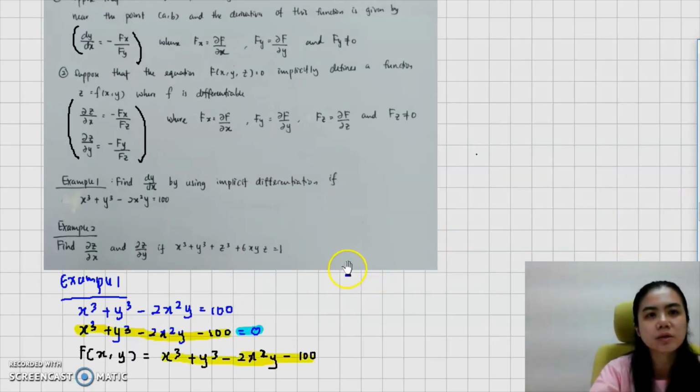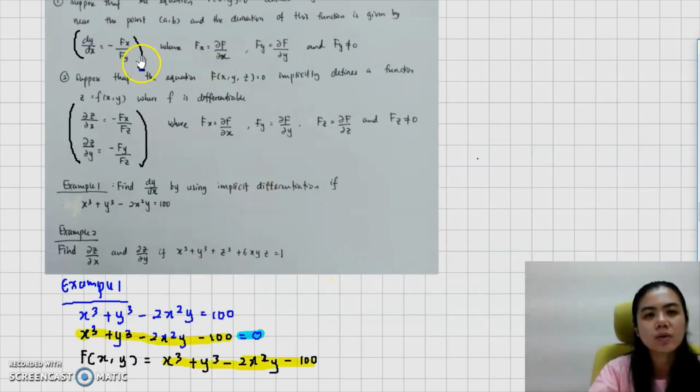The formula says that first of all, you need to find your fx. Your fx is the derivative where we partially differentiate with respect to x. And the next will be your fy, where we do partial differentiation with respect to y. So let's do it. Once we are done with that, we can substitute into this formula.